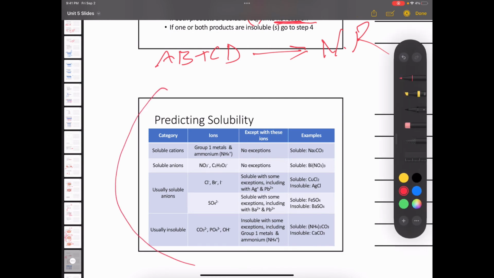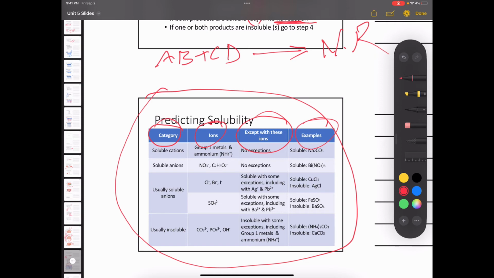So this is the table that you will need to predict solubility. And you'll have to memorize everything on this table. No, just kidding. I'll give you this table during the exam. So you don't have to memorize all this, but we need to know how to read this and how to interpret the information and the data in this table so you're able to predict the solubility of your products. Okay? So first, we have the category, we have the ions, and then the solubility of these ions, and then you have an example.